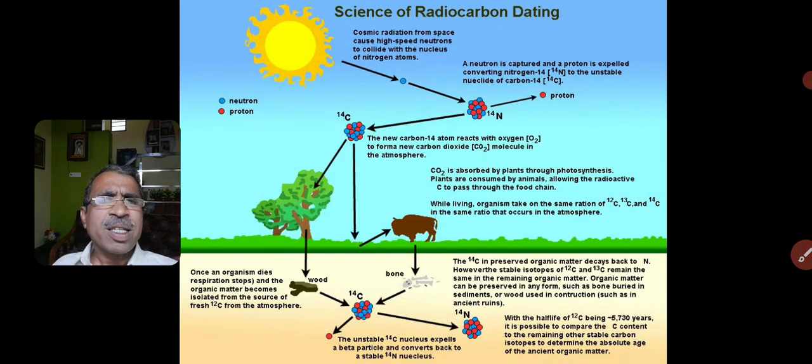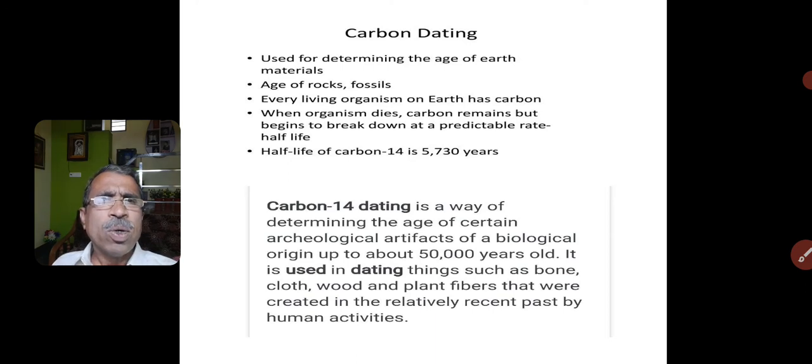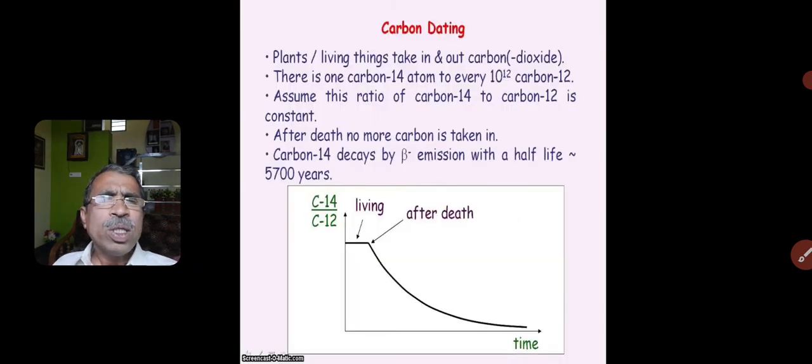This is another slide also showing carbon-14 dating. I have explained what I have said. The half-life of carbon-14, which you have to remember, is 5730 years. In living things the C14 to C12 ratio is constant. After death, it goes on reducing.